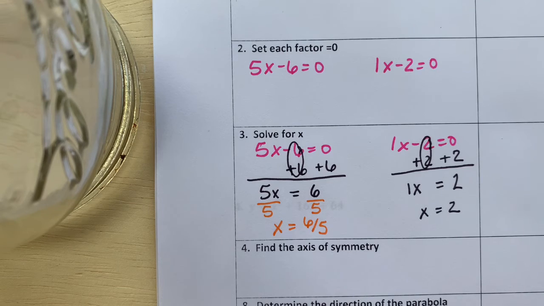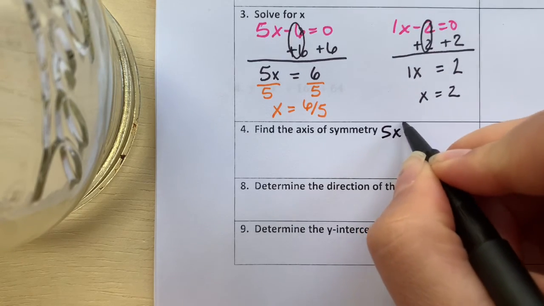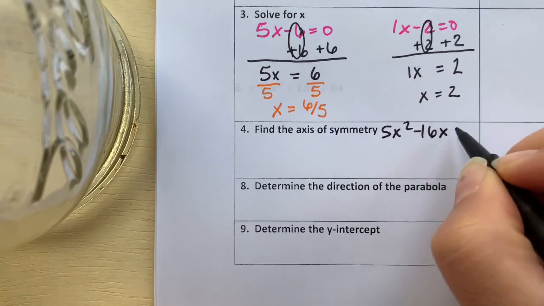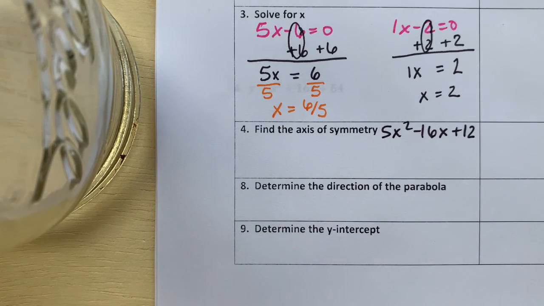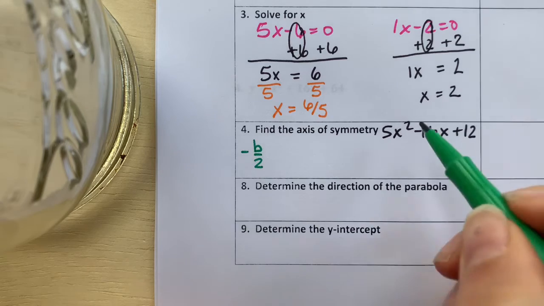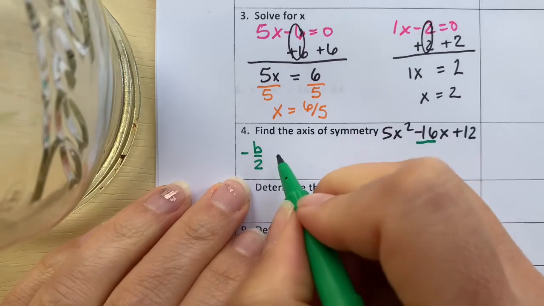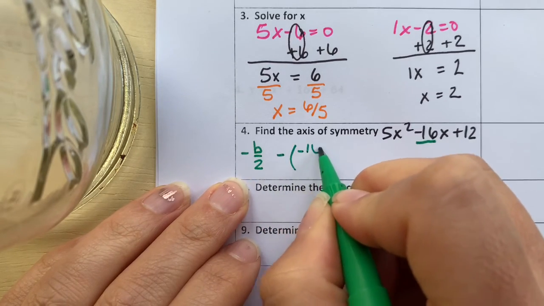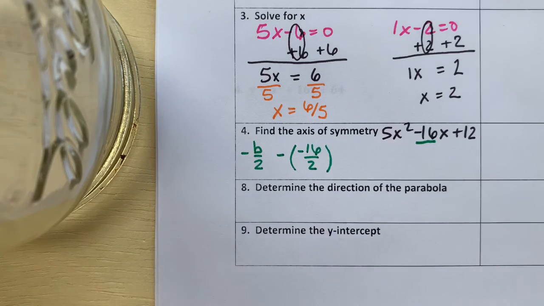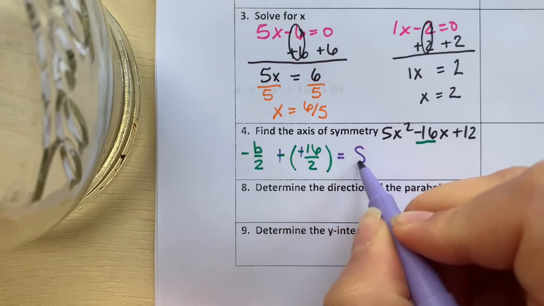Now it wants me to find my axis of symmetry. So I'm going to rewrite my equation up here so that I can see what I have. 5x squared minus 16x plus 12. To find my axis of symmetry, remember that it is negative b over 2. B is my middle term, the one that's next to x. So I will end up with negative negative 16 over 2. Remember that a negative times a negative is a positive. So that becomes a positive. 16 divided by 2 is 8.